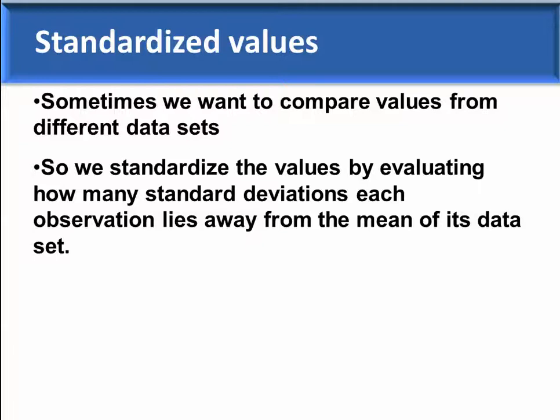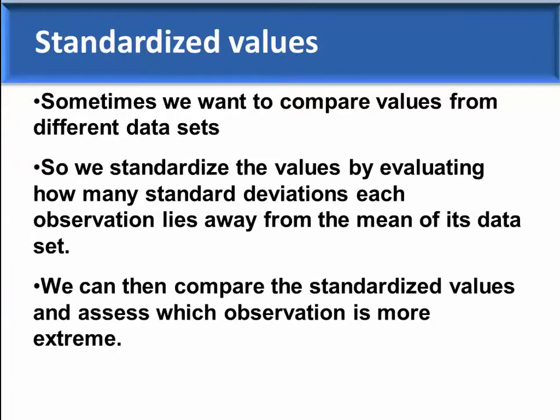You can only do this with data that is approximately normally distributed, which is very typical for a lot of measurements that we'll be dealing with. So we're going to standardize the values by evaluating how many standard deviations each observation lies away from the mean of its data set. So for example, how many standard deviations is the amount of weight the woman lifted away from the mean weight that all women could lift, versus how many standard deviations away is the weight that the man lifted from the mean of the weight for men. So that's what we're going to do by standardizing that.